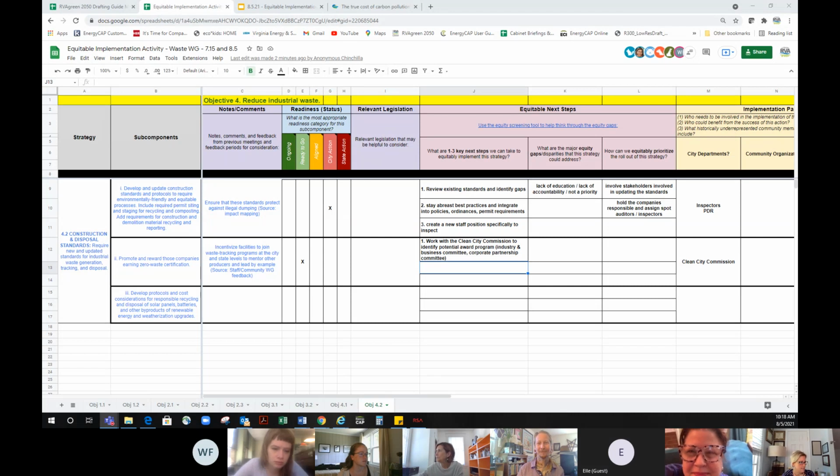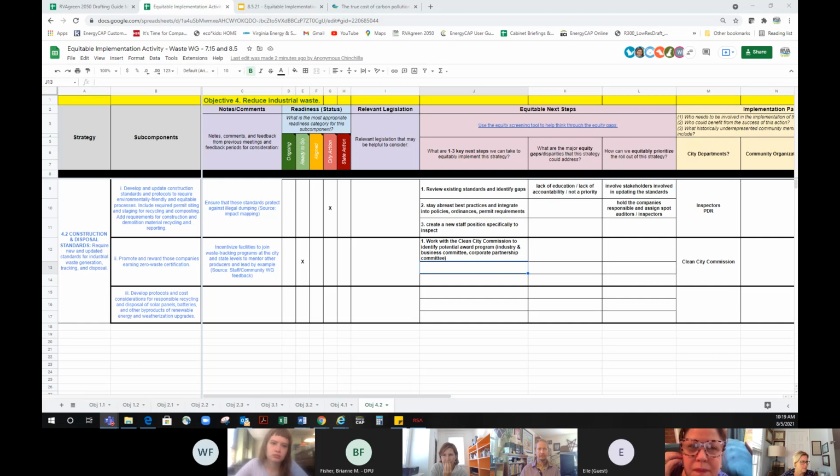We're on this last objective about, let's see, develop protocols and cost considerations for responsible recycling and disposal of solar panels, batteries, and other byproducts of renewable energy and weatherization upgrades. So this is all the stuff that we're promoting in the buildings and energy pathway. I think it comes to our high performance building policy, probably.